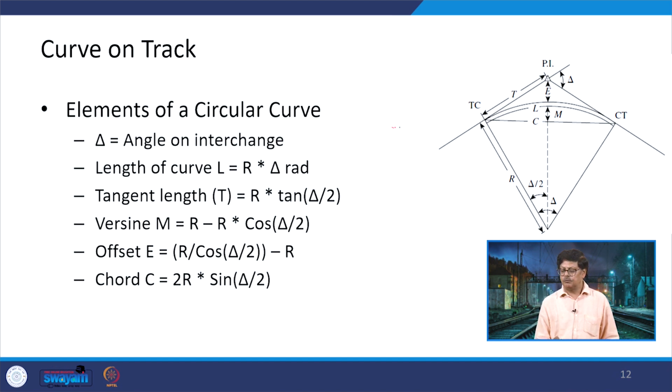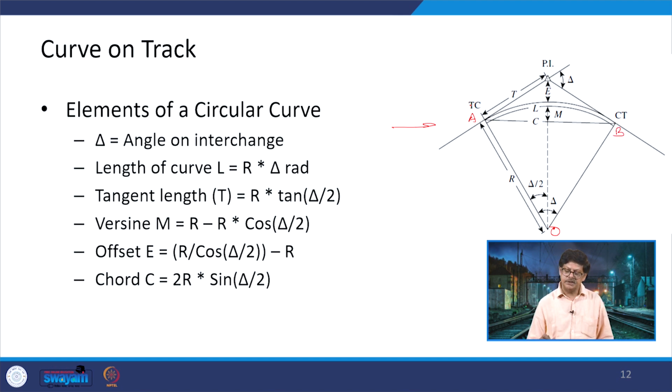Now, there are some other elements which we can talk about in the case of a circular curve. One diagram is shown here. This is the pivot point where the rotation is taking place. See, it is O, and say this is point A, which is the start of the curve. This is point B, which is the end of the curve.